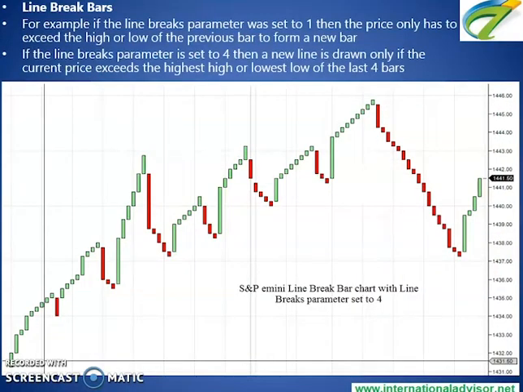Line break bars. For example, if the line break parameter was set to 1, then the price only has to exceed the high or low of the previous bar to form a new bar. If the line break parameter is set to 4, then a new line is drawn only if the current price exceeds the highest high or lowest low of the last 4 bars. So we can set it to 1 or 4 depending upon the market activity, and it's sometimes really helpful in trend reversal.